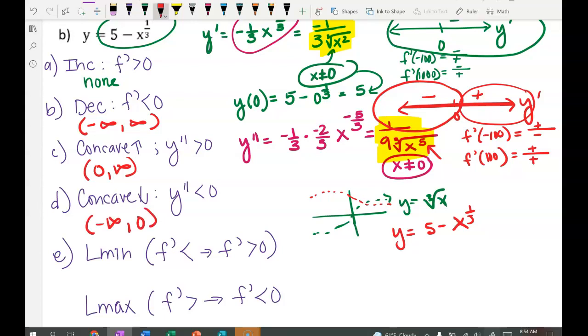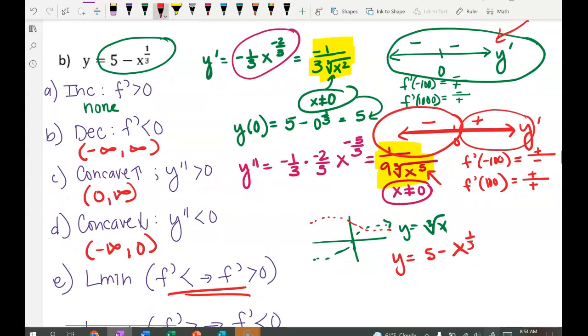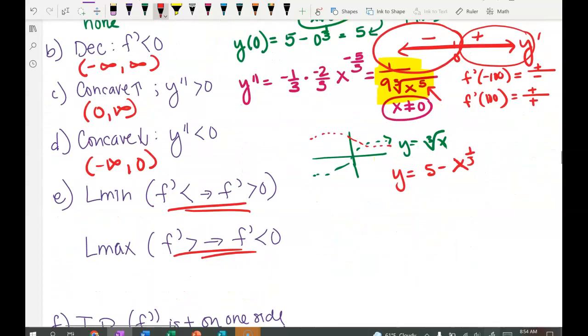Now we want to look at the first derivative for the local min and local max. Well, local min and local max is when there's a change in the first derivative. And if we look at the first derivative line here, there is no change. It's not a positive to a negative, or vice versa. So there's no local min and local max, okay? So we're going to write none for both.